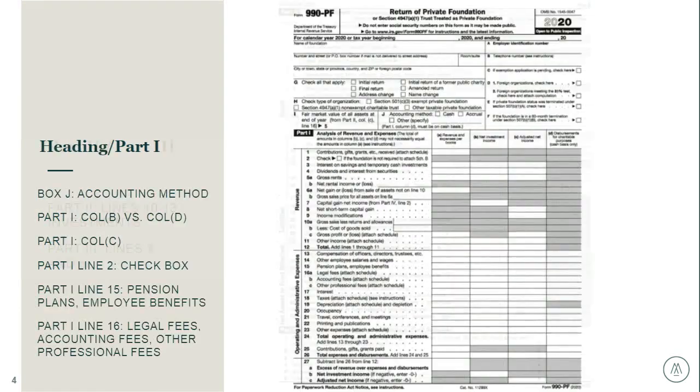I almost skipped Part I, line 16. Those are legal fees, accounting fees, and other professional fees. Typically, those are expenses you would report to those individuals or organizations on Form 1099-NEC, and those could be allocated between investment and charitable, and also keep in mind unrelated business income if that's applicable.